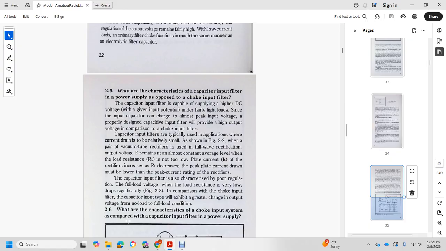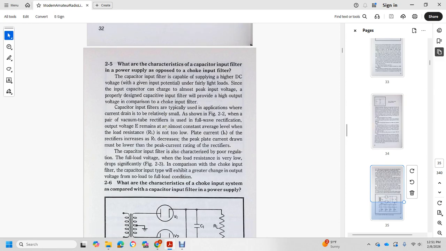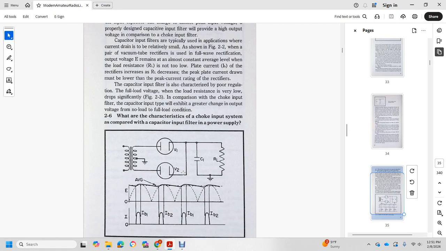As shown in Figure 2-2, when a pair of vacuum tube rectifiers are used for full wave rectification, the output voltage remains at almost a constant average level, as long as the load resistance is not too low. Plate current in the rectifier increases as resistor 1 decreases. Peak plate current drawn must be lower than the peak current rating of the rectifier. Capacitor input is characterized by poor regulation. With full load, the load resistance is very low and the voltage drops significantly, as shown in Figure 2-3. In comparison with the choke input filter, the capacitor input type exhibits great change in output voltage between no load and full load conditions. Here we show the amperes and the average peaks.